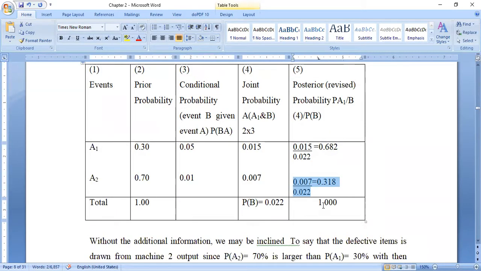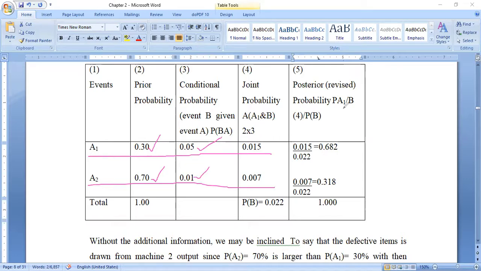I think you understood this problem. Very simple. Events, prior probability, conditional probability, joint probability, then posterior revised probability. Here, instead of writing machine 1, machine 2, I have written A1, then A2, 0.30, this information is given in the question, and 0.70, it is also given in the question. Defective items 0.05, and these are the defective items.